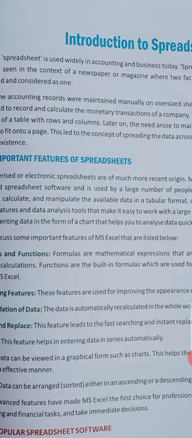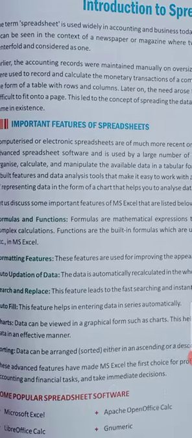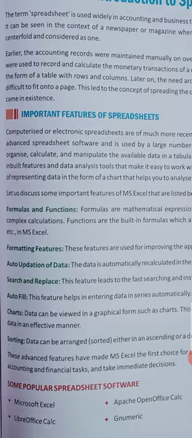Some important features of MS Excel are listed below. Formula function: in MS Excel we have some formulas, used to make calculation easy and fast. Formatting features: it is also the same as in MS Word. We can make our appearance improved. Auto updation of data: if you update a single data in any table, then we can update data in the whole table together.